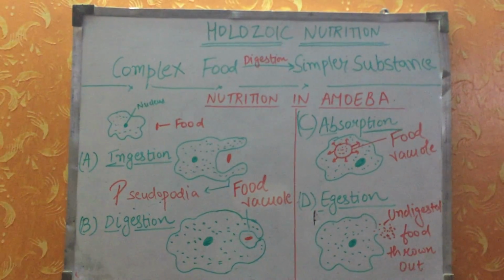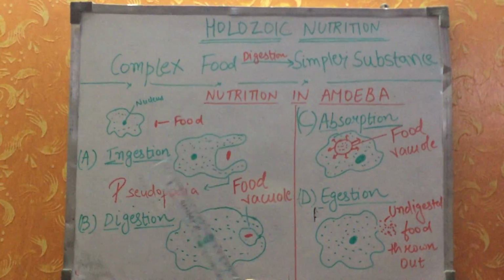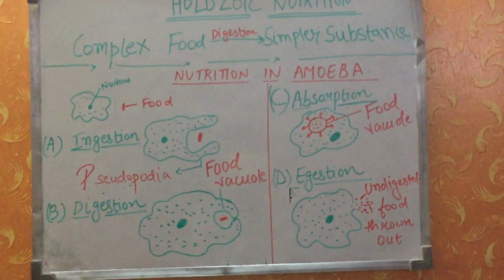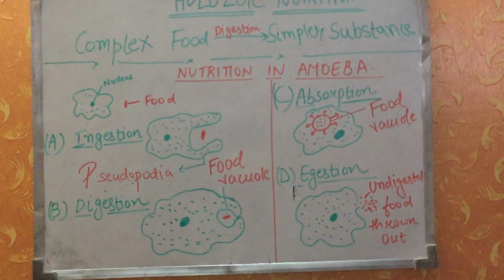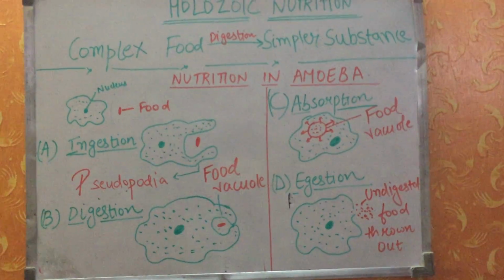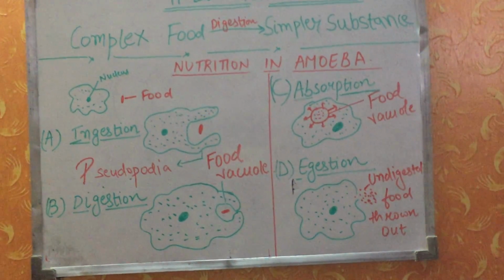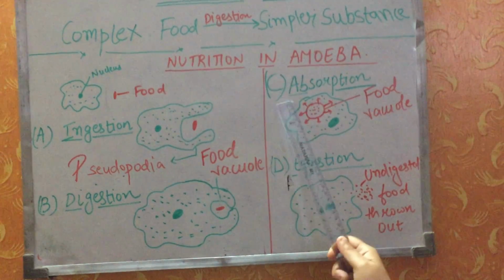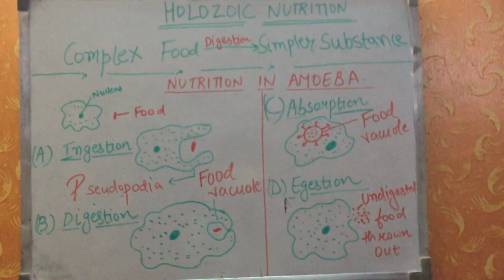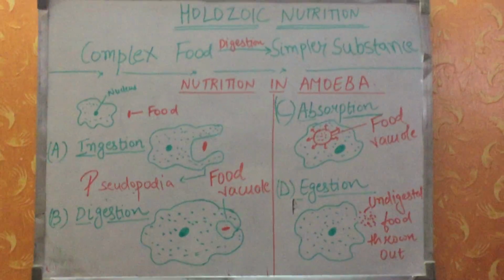If you just explain vaguely, then you will not get the marks. So one by one, first you will write ingestion, then you will write that it is a process of intake of food by the amoeba. Then you will write what is happening in ingestion, like finger-like projections, pseudopodia, are formed. In a similar way, you have to explain digestion, absorption and egestion. You have to write 2-3 lines about each along with the diagram. If you have any doubts, you can ask me.